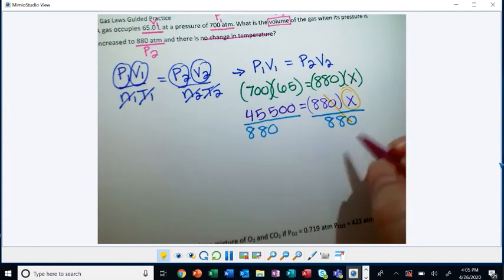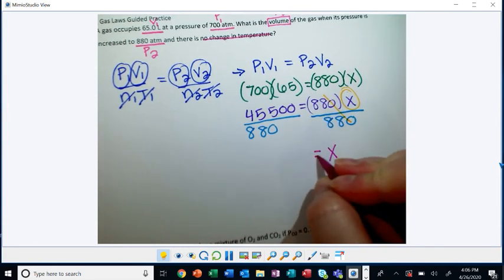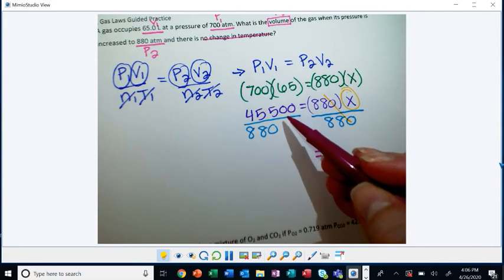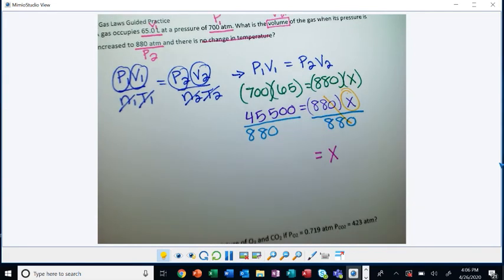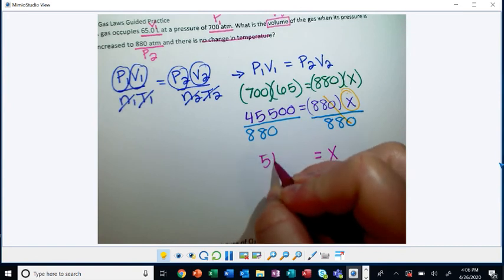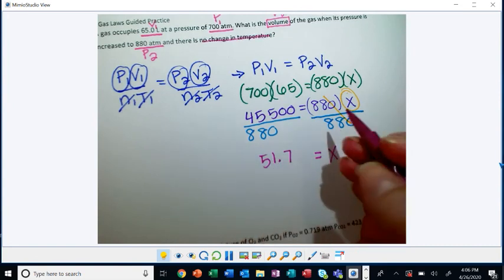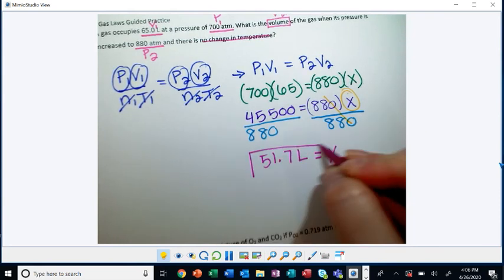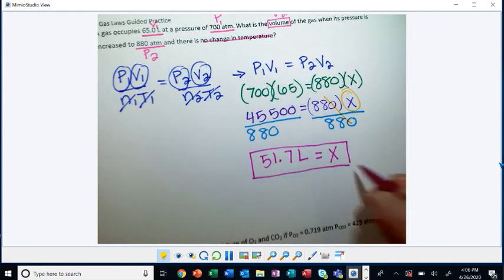So I have X equals, and now I plug this in the calculator, 45,500 divided by 880, and I get 51.7. And it's volume, so volume must be liters. And there's our answer.